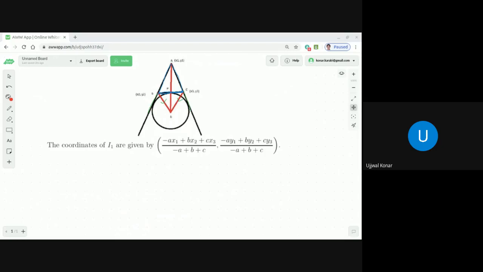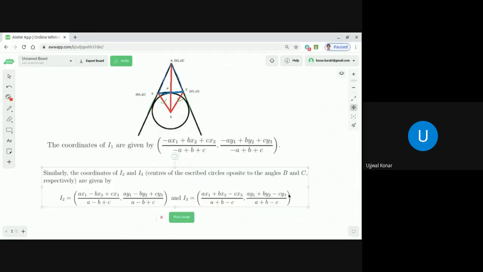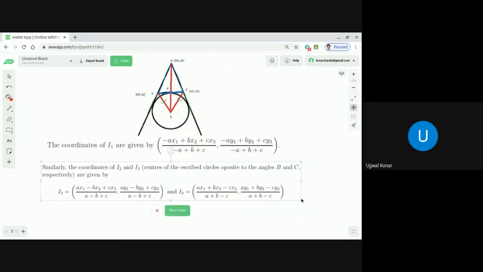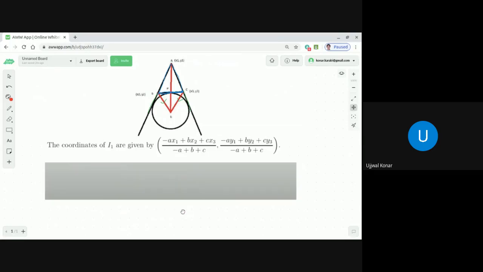Remembering the pattern is important, because then it will reduce your time memorizing each and everything. Just by remembering one, you can remember the others. I hope it is clear to you. Let me explain once more.